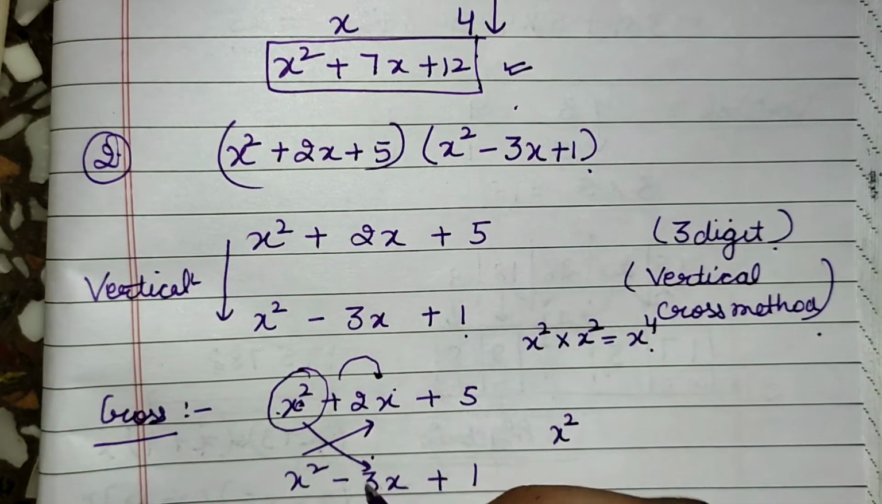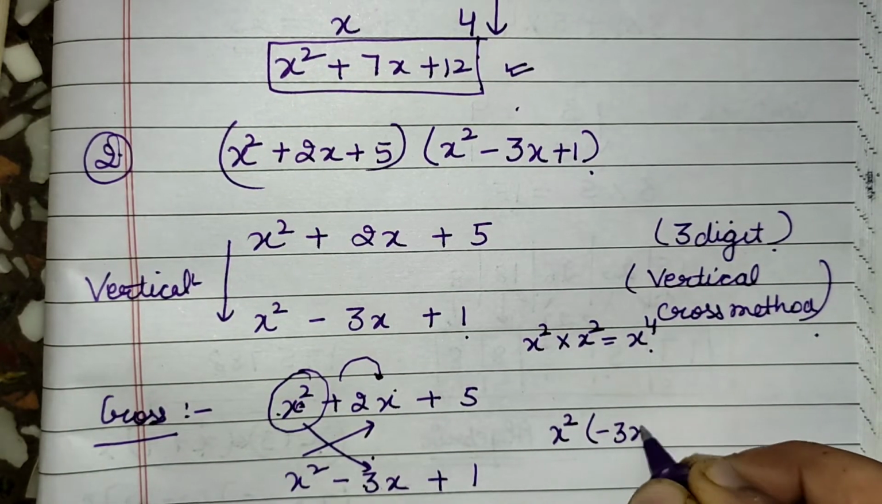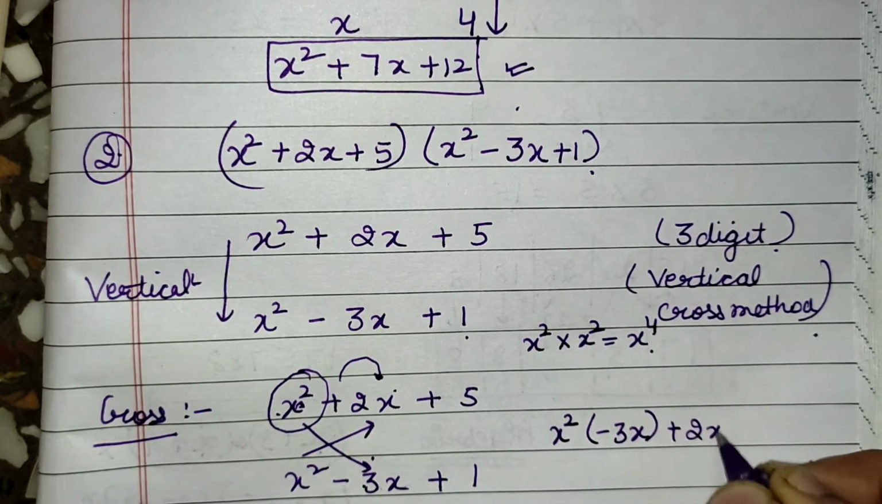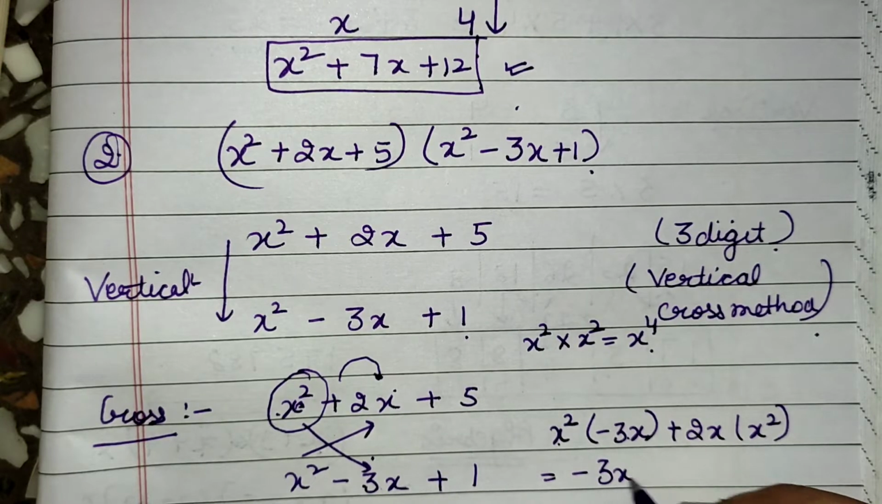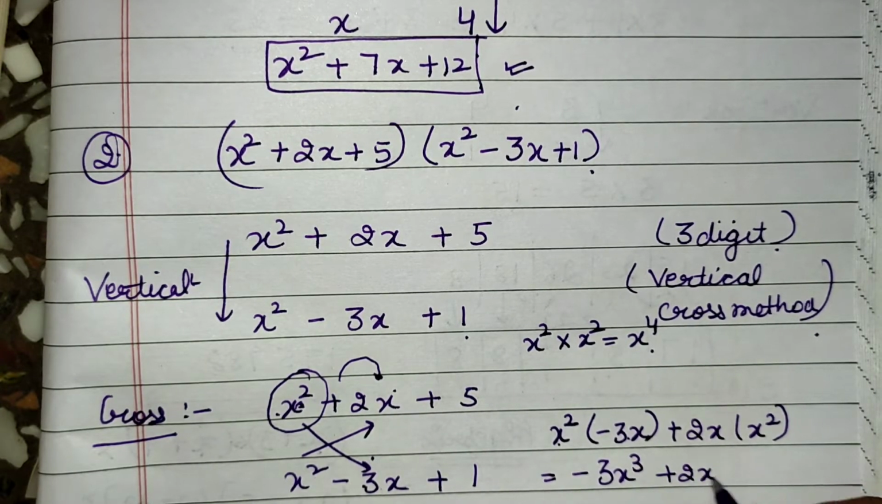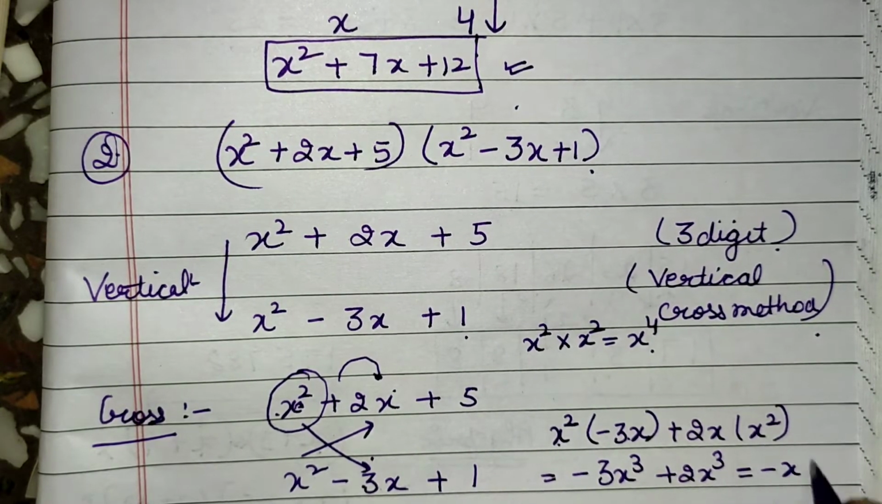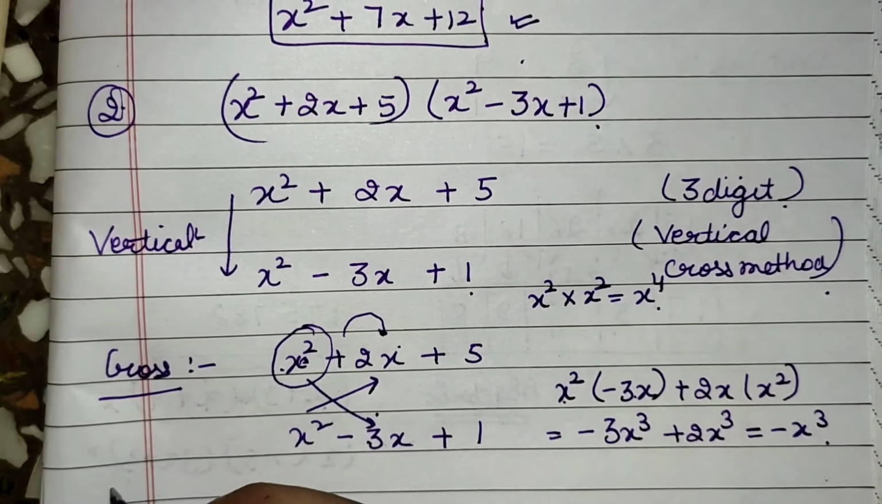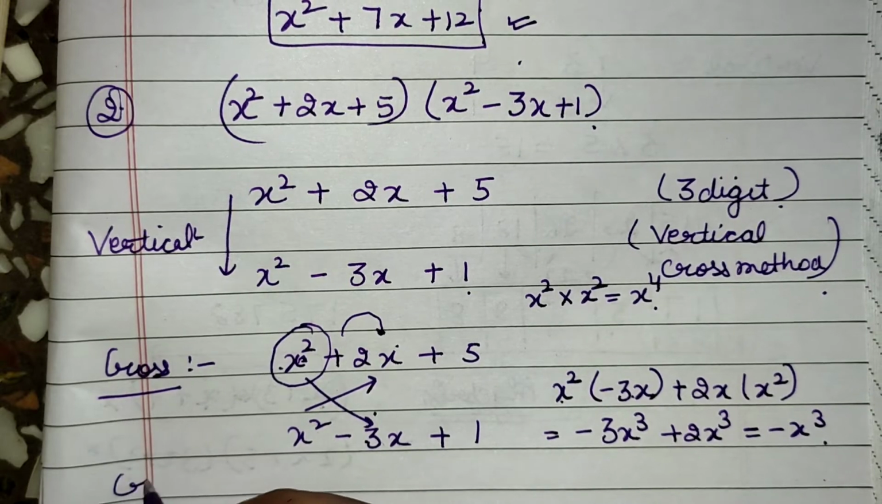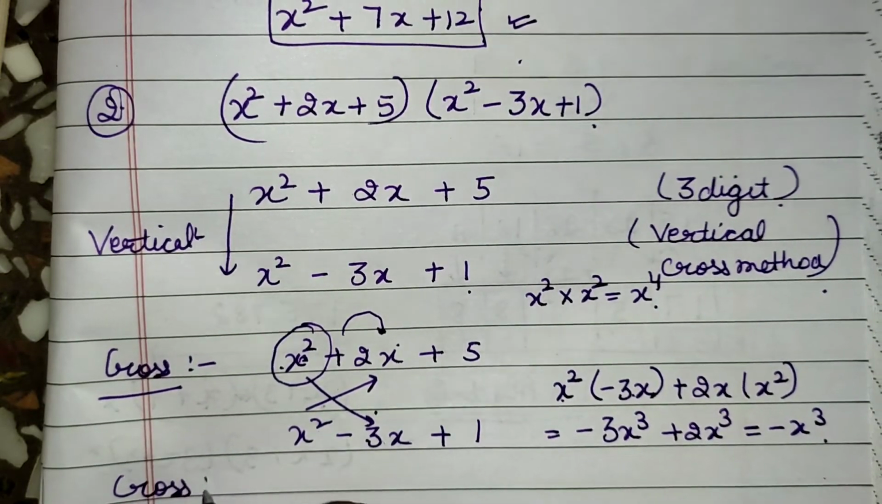So it will give me x square into minus 3x plus 2x into x square, which will become minus 3x cube plus 2x cube, which will be equal to minus x cube. Okay, now again we will do cross multiplication.